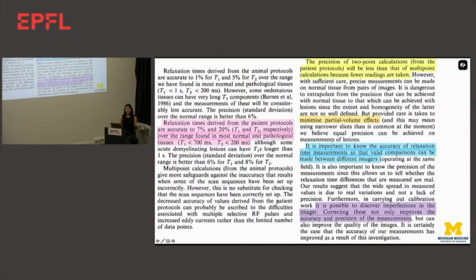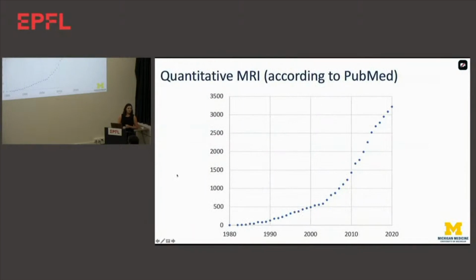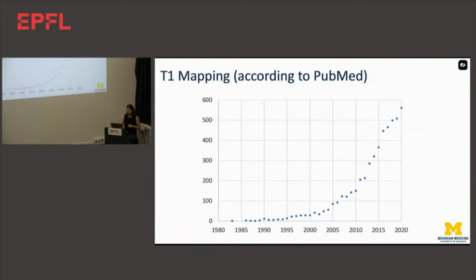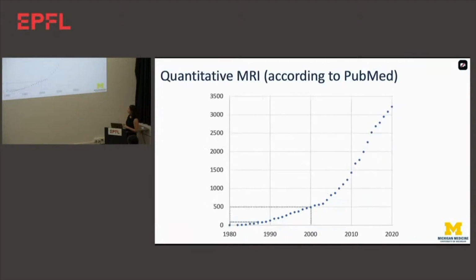Okay, so what has happened now in the past 35 or so years? Well, if we just look at PubMed and search quantitative MRI, we see that back in 1987, there were maybe 40 or so papers on quantitative MR. Even in the year 2000, there was about 500 papers total. And even now, we see that we have a ton of papers coming out in 2020, right? This is 3,000 papers on quantitative MR.